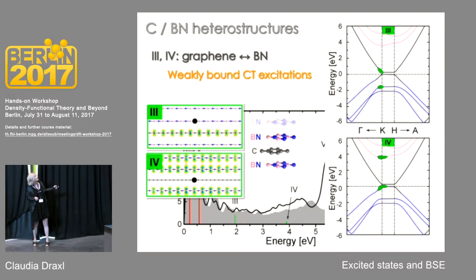Exciton number 3, the hole is sitting on nitrogen, the electron fully delocalized in the graphene plane. Exciton number 4, the hole is sitting on graphene, and the electron is delocalized on both planes, because this band has contributions from both of these atoms due to this strong coupling that I mentioned before.